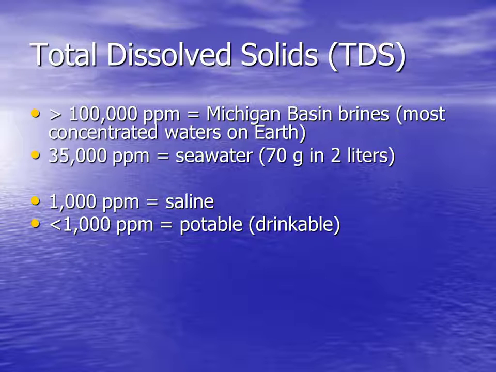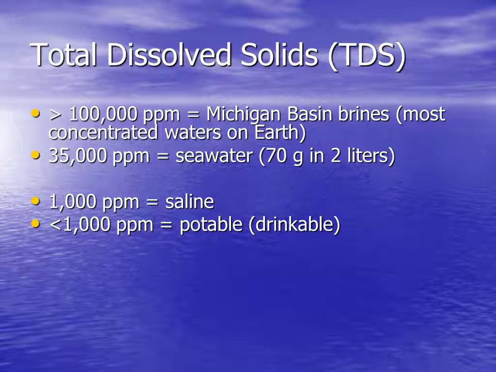Seawater is more what we think of when we think of brine. Seawater is 35,000 parts per million. Most of that is sodium chloride, about 85%, but the other things are in there as well: calcium, magnesium, bicarbonate, sulfate, and the traces too.